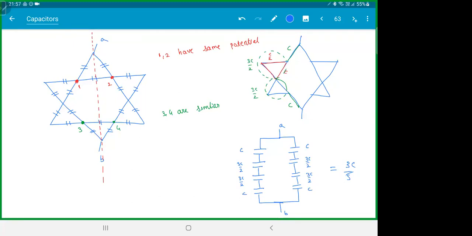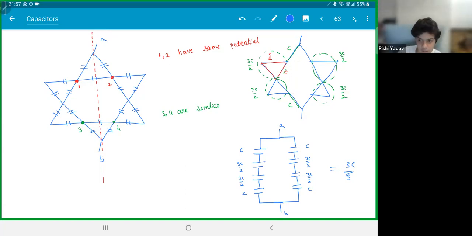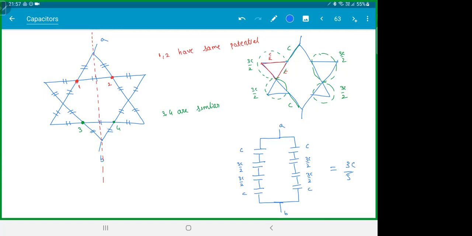So the C by 4, how did you get it? Basically, each triangle will be 3C by 2. Please check the logic here. So we could just double it, right? At the start, after removing the middle, you could have folded it. Yeah. When you took it in parallel, you simply could have folded it.